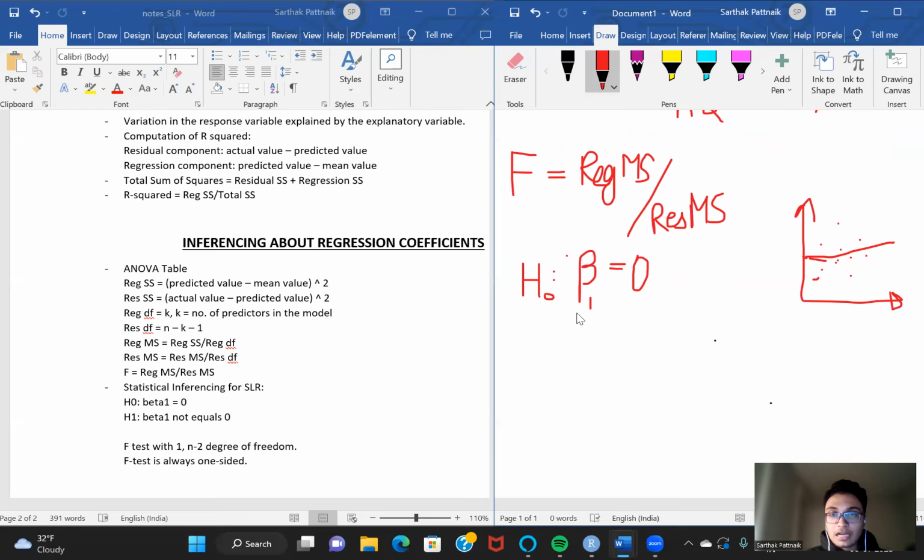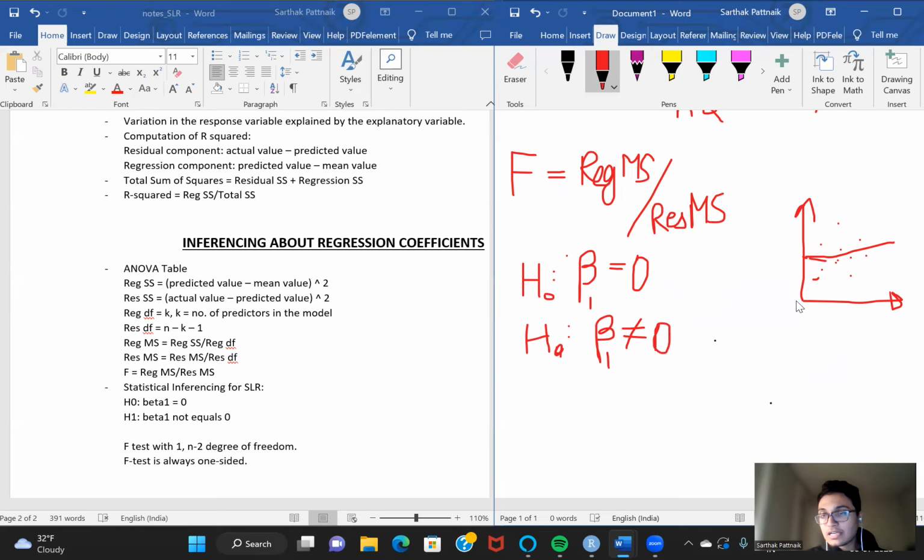So I'm starting from here, and I have to find evidence that there is actually a linear association between my x and y variable, and that linear association can be positive or it can be negative. Okay. So my alternate hypothesis will be beta 1 not equal to 0.